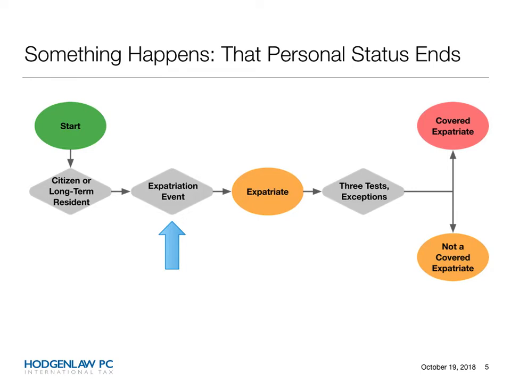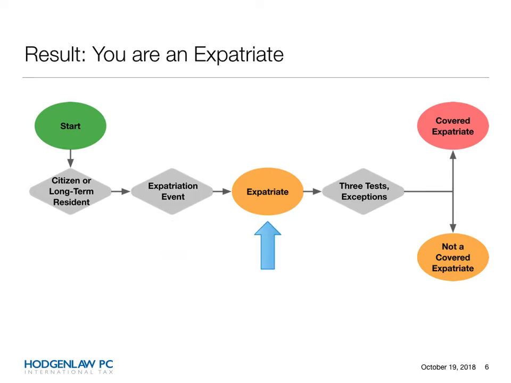Well, so you're a citizen or a long-term resident. Something happens, your expatriation event, that changes your status from citizen to non-citizen or from long-term resident to not. And what is that event? And as I foreshadowed briefly, when did that happen? One way or another, if you start as a citizen or a long-term resident, you have the magic expatriation event that's defined in the code. You are an expatriate. So status plus event equals expatriate.